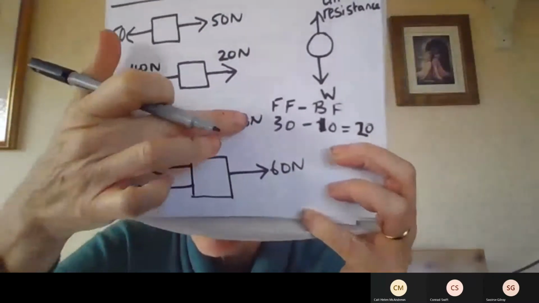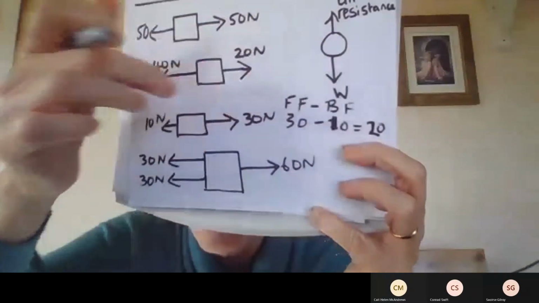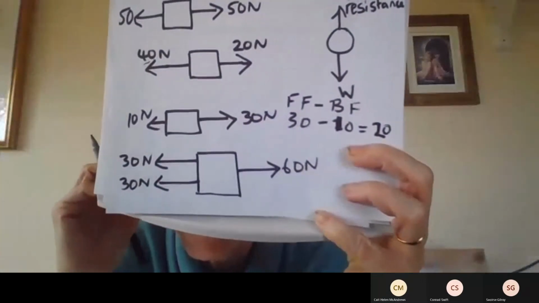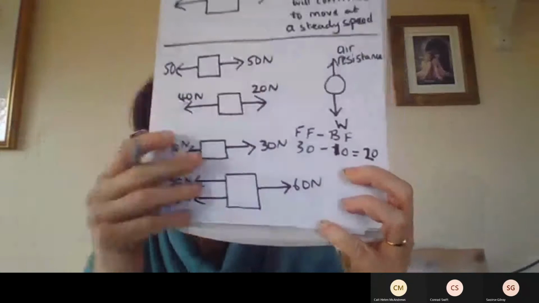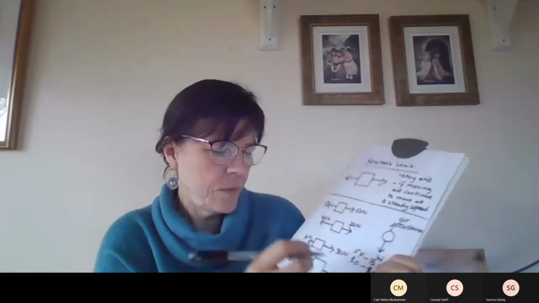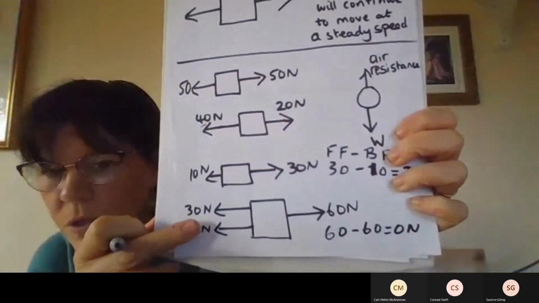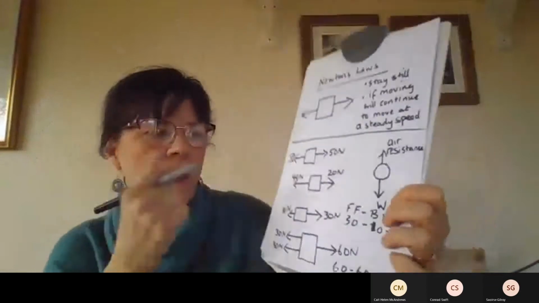Now, if I were to do the same subtraction there, forward force 60, subtract the backward force 60, 60 subtract 60 equals naught newtons. So there's no overall or resultant force in this bottom example.